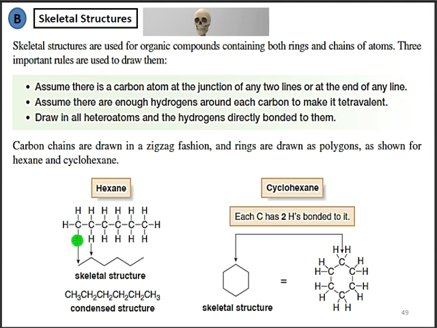Look here, CH3, CH2, it will be like this. 1 carbon, 2, 3, 4, 5, 6. It is easy to draw the structure by using skeletal structure for organic compounds. Okay, and the condensed structure will be CH3, CH2, CH2, CH2, CH2, CH3. Also the cycle here. For every carbon here we have 2 hydrogens. Look, 2 hydrogen, 2 hydrogen, 2 hydrogen. This is cyclohexane.